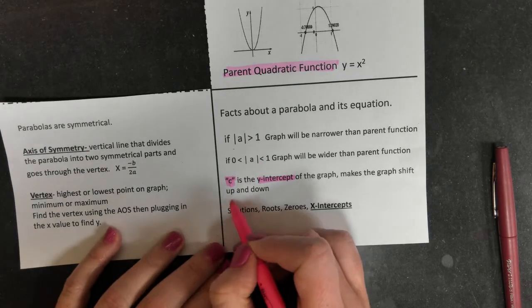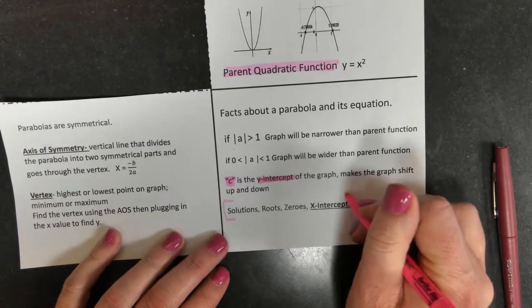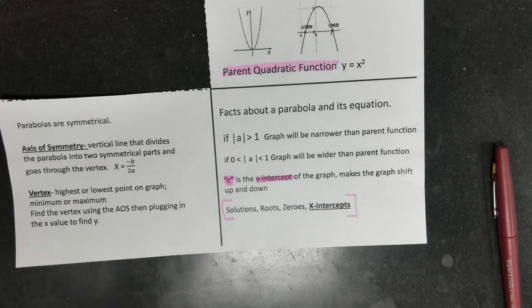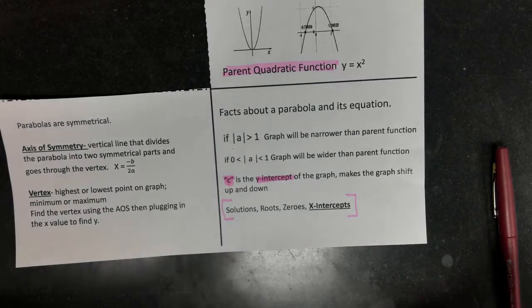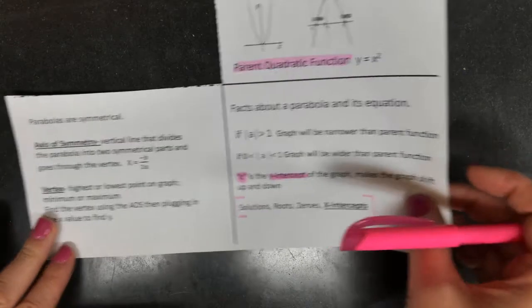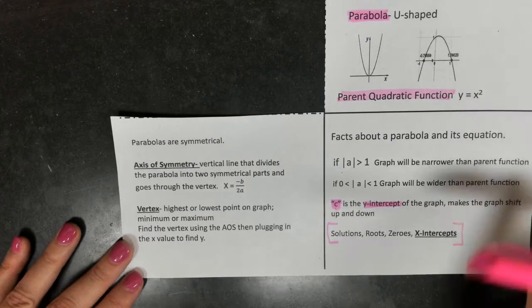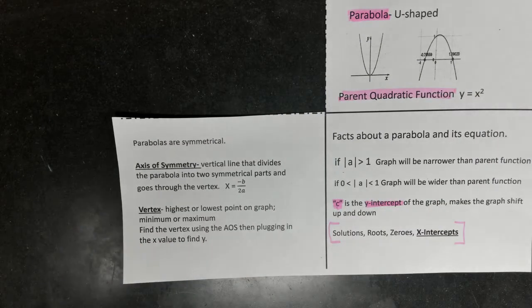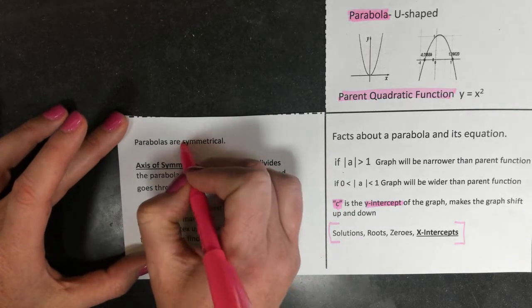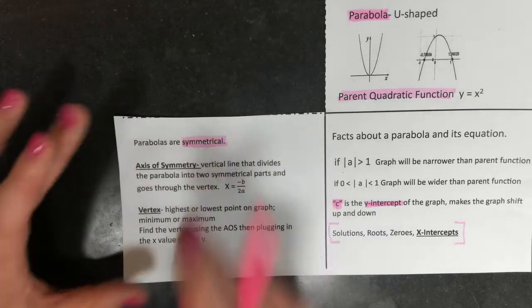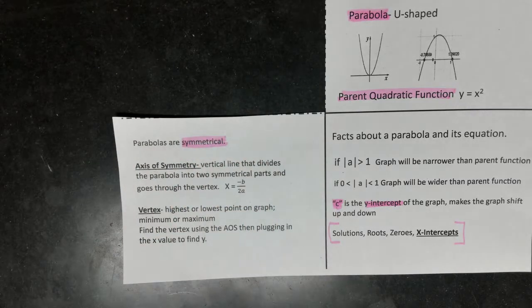I also want you to see here that these four words, solutions, roots, zeros, x-intercepts, all mean the same thing. And again, we're going to explore those furthermore. But today what we're going to focus on are the axis of symmetry and the vertex. I do want you to know that parabolas are symmetrical. This is going to be important when we try to graph.